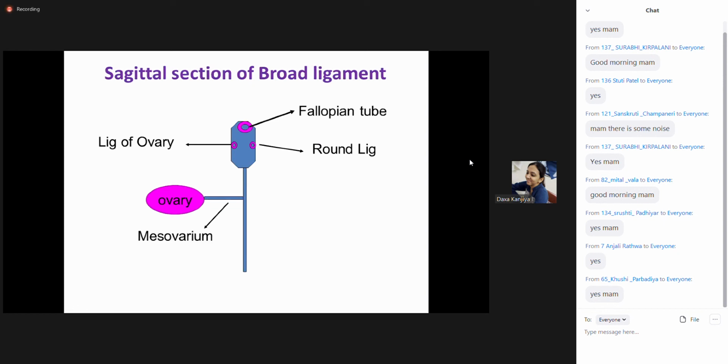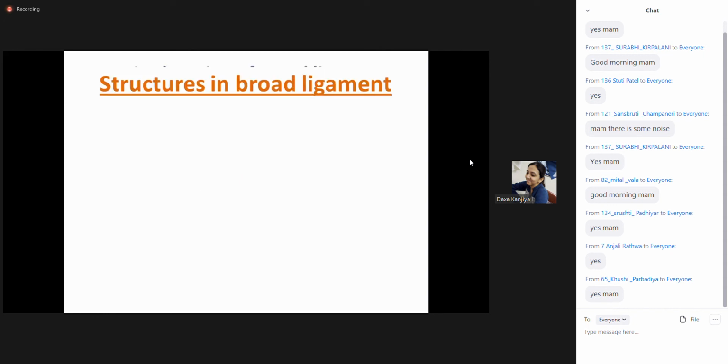So this portion is the mesoovarium derived from the posterior layer. This portion is the mesosalpinx derived from both layers. And as you trace it more below, it forms the mesometrium. So these are the various parts of the broad ligament. Now, most important things, these are the structures within the broad ligament. You have to remember the list of structures that lie within the broad ligament.